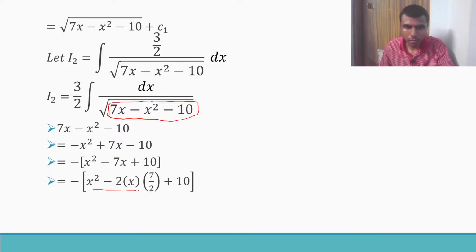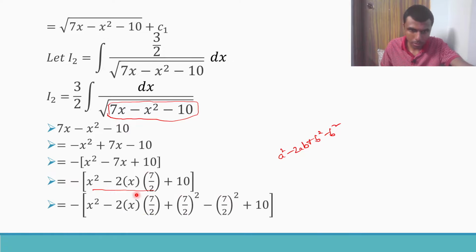Now this is something of the form a square minus 2ab. To complete the square, I need b square. So add and subtract b square. If you observe here, my b is 7 by 2. So add and subtract 7 by 2 whole square. Fine. Now these three terms form a minus b whole square. So x minus 7 by 2 whole square.